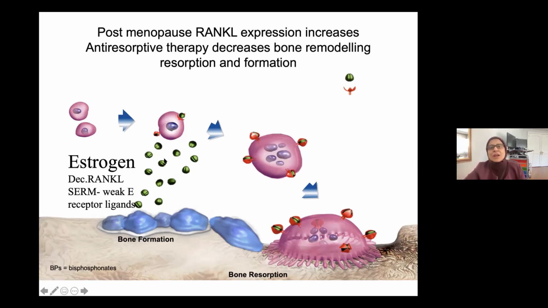Hyperthyroidism increases RANK ligand expression. Hyperparathyroidism increases RANK ligand expression. Cancers increase RANK ligand expression. Cytokines cause an increase in RANK ligand expression. PTHrP increases RANK ligand expression. So increased RANK ligand expression is the final common pathway, the highway of increased bone resorption.